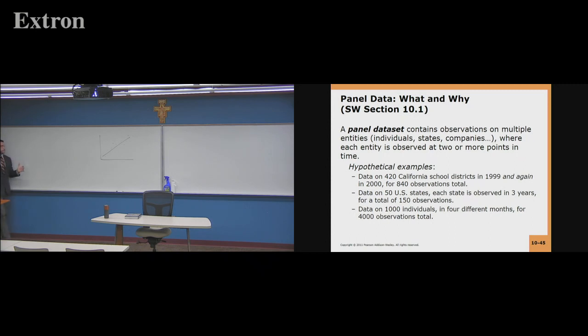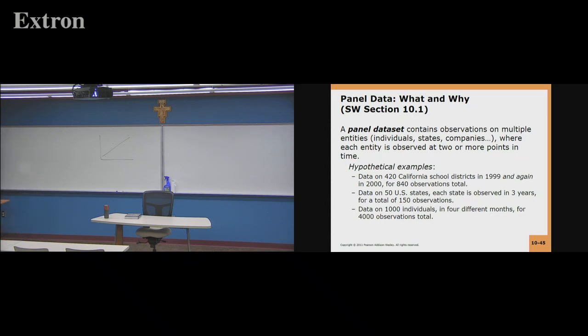Next is panel data. This is the best type of data set to work with. So it has observations on multiple entities, for instance, individuals. You've got 200 individuals that you're measuring over 10 years. So for our example, say the test scores, we're looking at that again, but instead of just one year, we now have those 420 school districts in 1999 and in 2000. So we can follow them up the next year.